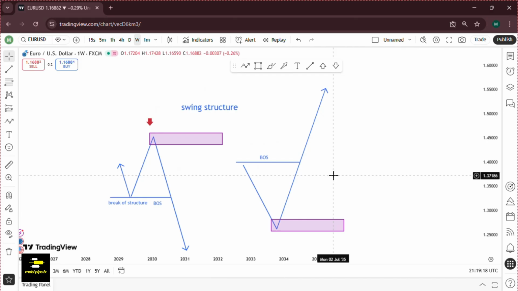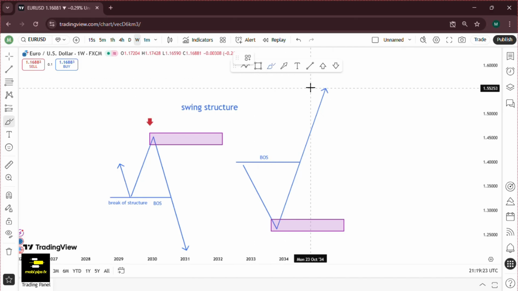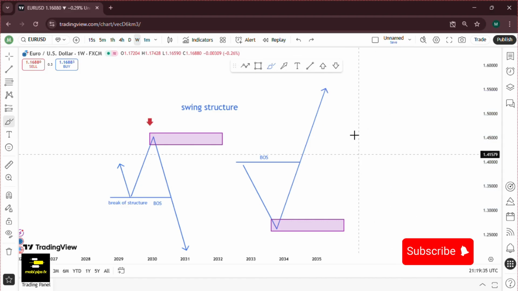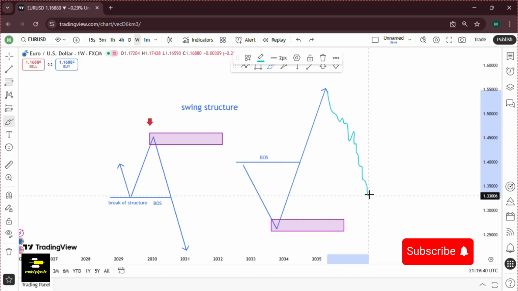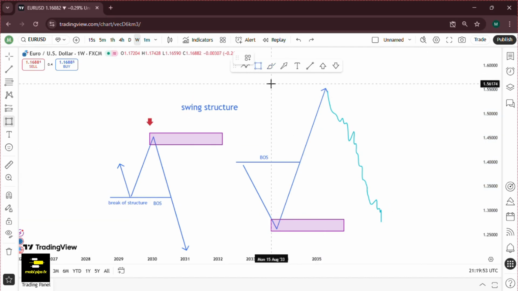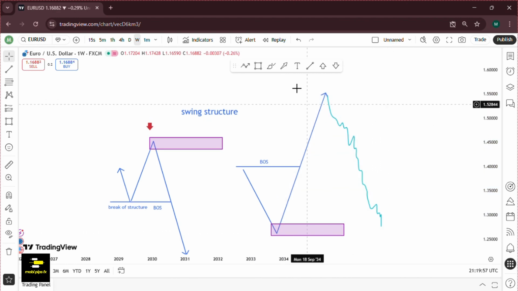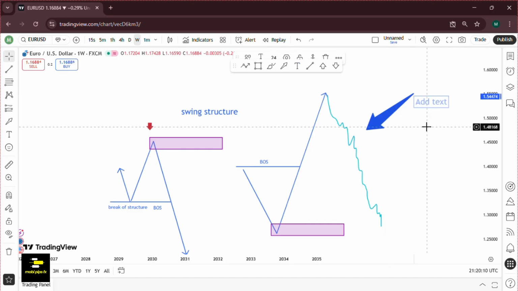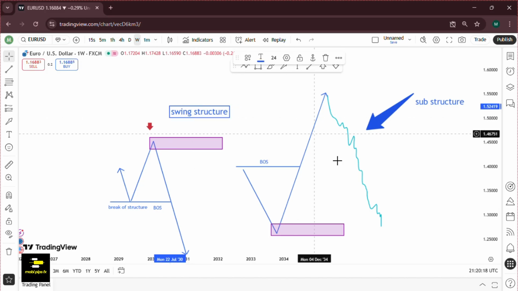However, after this swing structure, we are waiting for price to come back. So that reversal down here, where you see price do something like this, something like that, forgive my caricature, is called a substructure. It is happening within the confines of the swing structure. So this is called the substructure. Let's label it. This is a substructure.